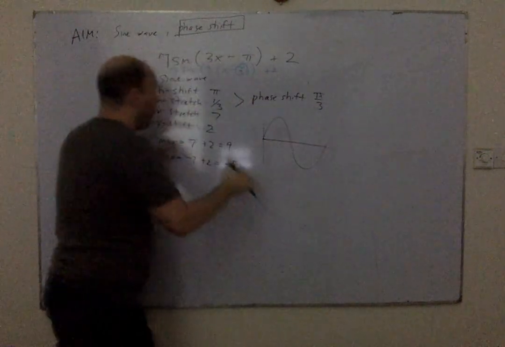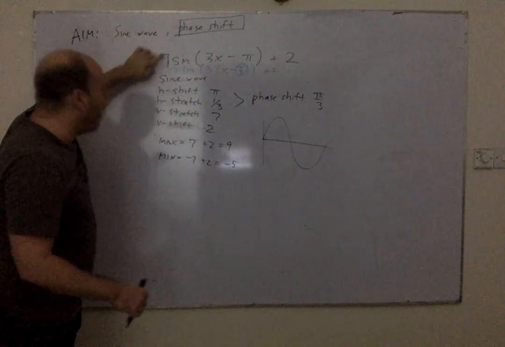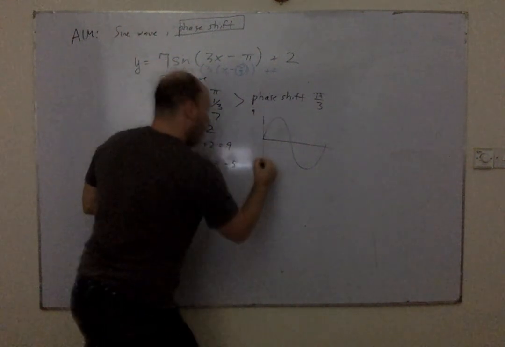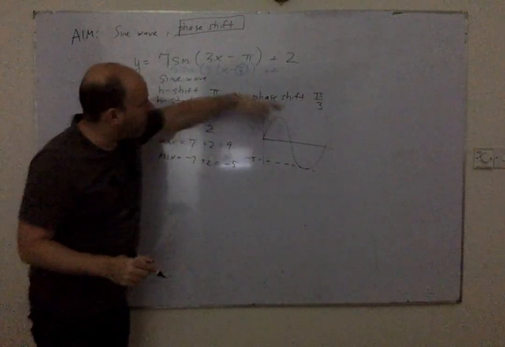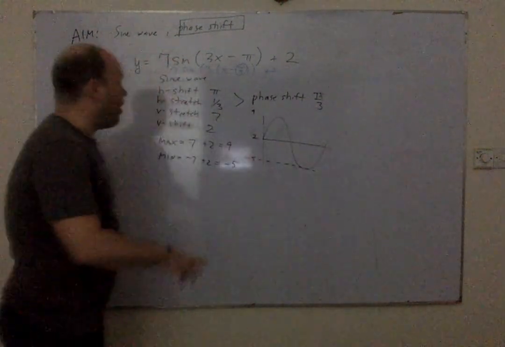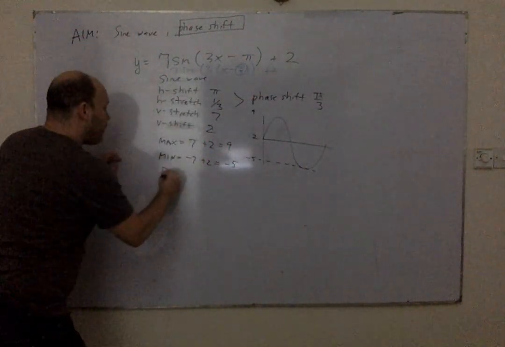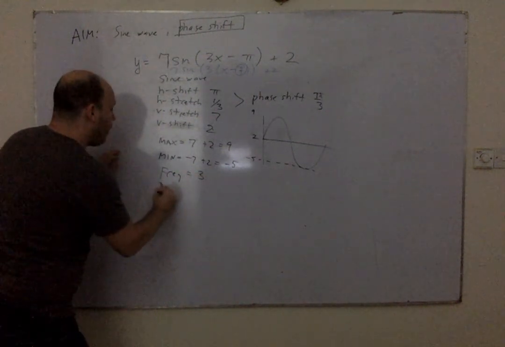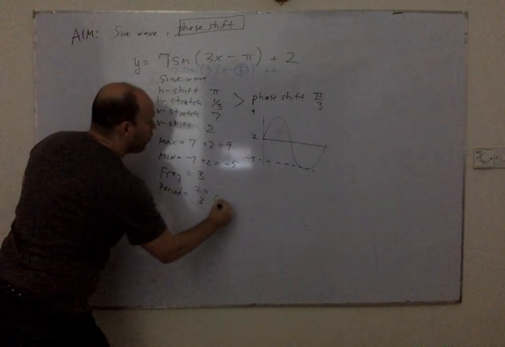We have a sine wave. There's no reflection. And we have a maximum of 9 and a minimum of -5. The midpoint, the midline, is 2. Now the question is, what is the wave here? Well, if there was no phase shift, the frequency, if you recall from last year, is 3. Therefore, the period is 2 pi over 3, or 120 degrees.